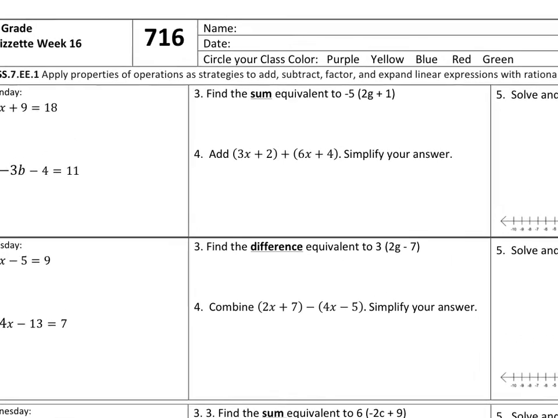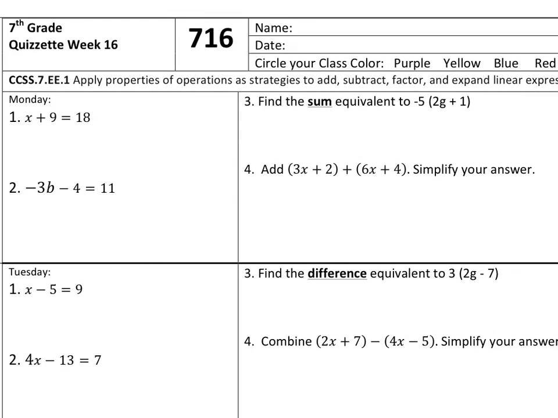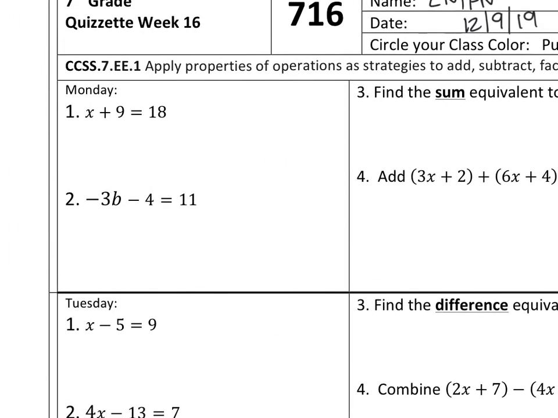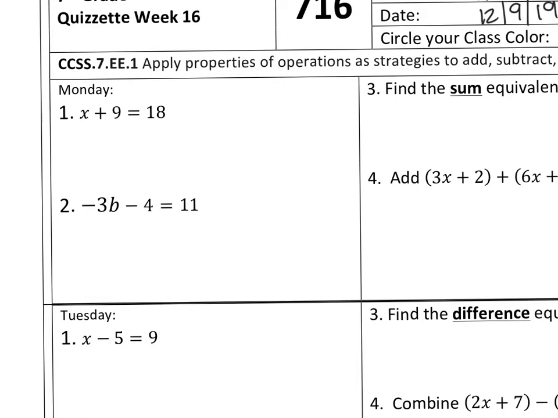Today we'll be recording a Quizzette on 7th grade 716. Write your last name, comma, first name, today's date, and your class color. Number 1 and number 2 are 1- and 2-step equations, which is a review of what we already quizzed on the week before.